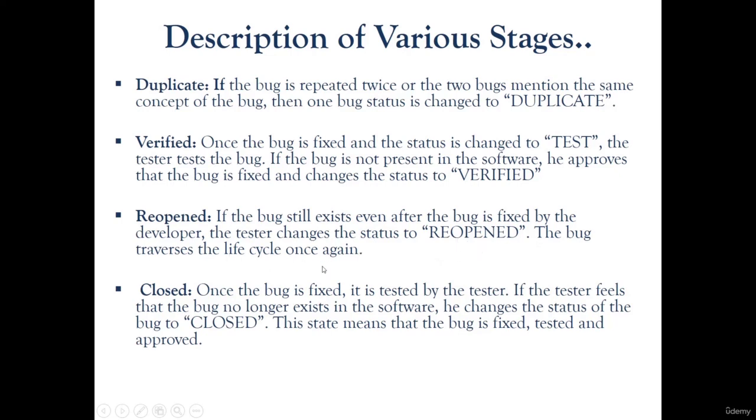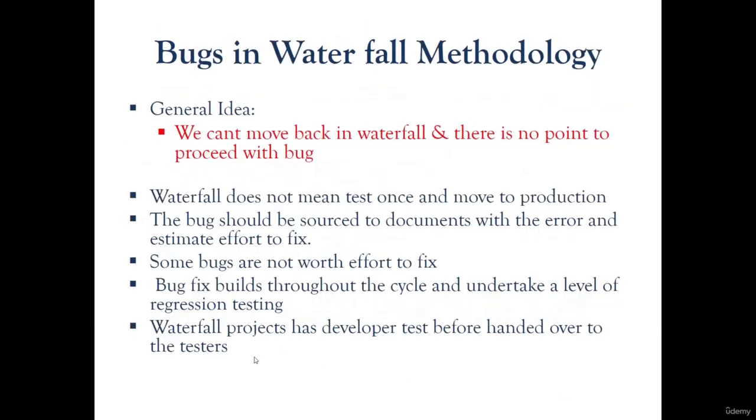And after that, again, this life cycle will go on. And closed is the last stage, when everything will be marked as closed and fixed. That means that the tester has basically approved and given you the thumbs up. So this is the whole ecosystem of your bug life cycle.